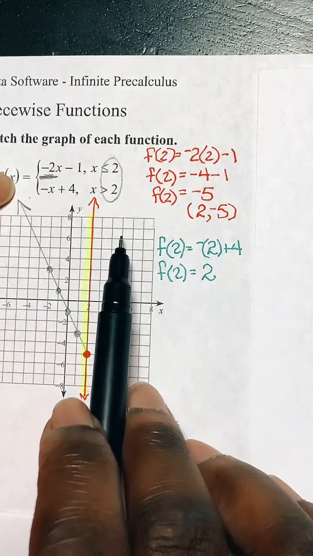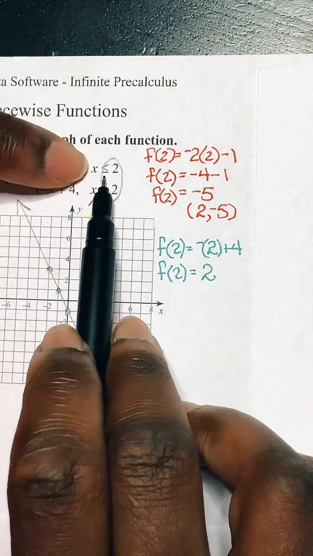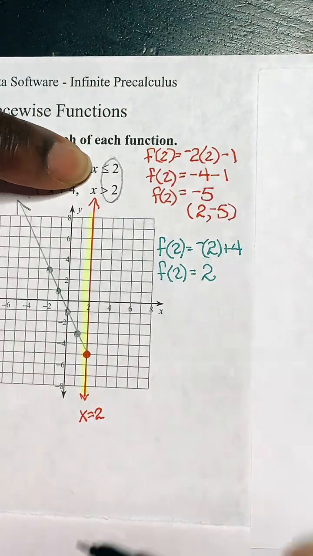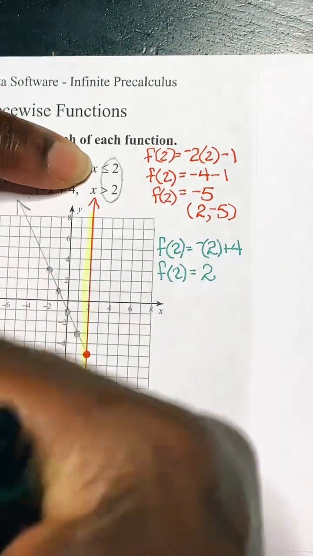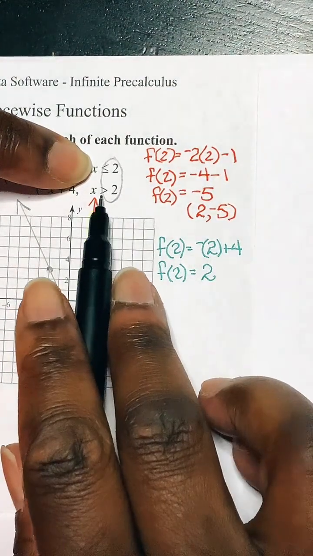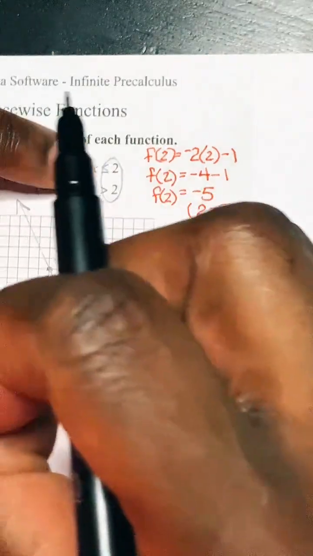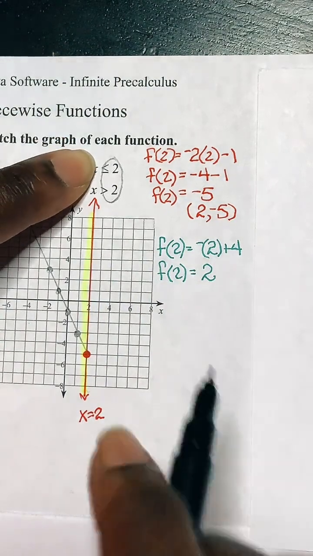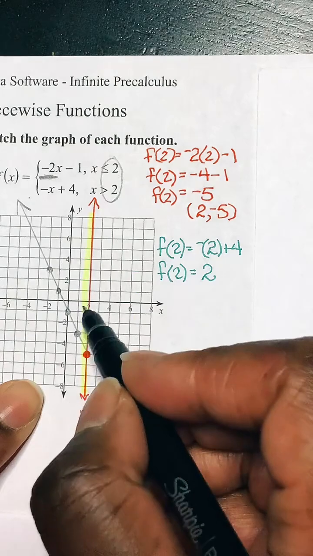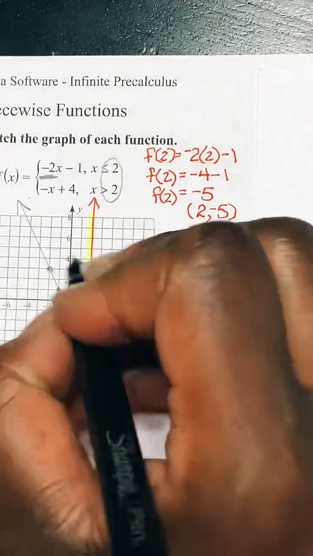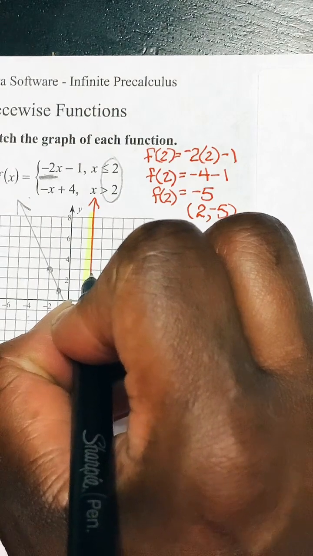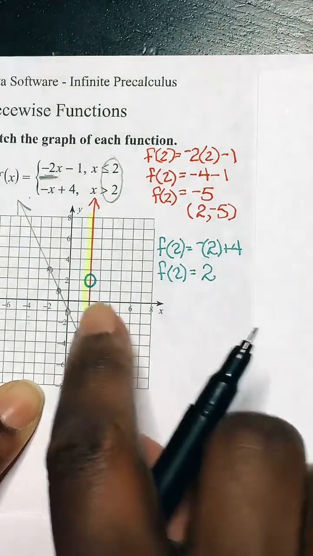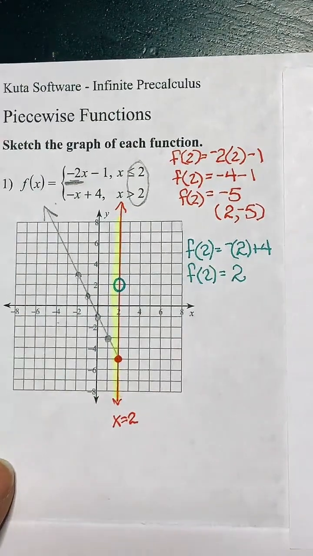Now, for the open and closed, you're looking at the inequality. In this case, it's less than or equal to. Anytime they have a line underneath it, it's going to be a closed dot. If they don't have a line underneath it, it'll be an open circle. So at positive 2, it's going to be an open circle on that boundary line.